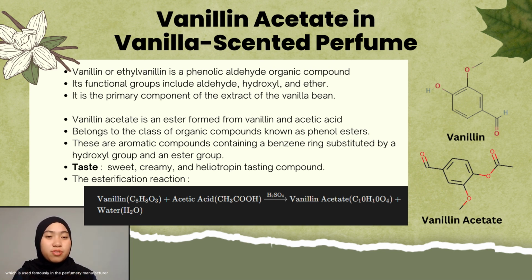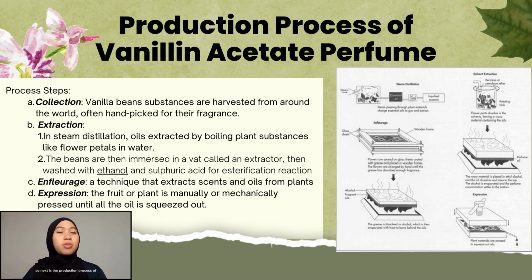perfumery manufacture. So next is the production process of how vanillin acetate perfume is made. It requires four main steps, which are collection, extraction, inflorescence, and expression. The first step is collection. As we know, before the manufacturing process begins, the initial ingredients must be brought to the manufacturing center. The vanilla beans are harvested from around the world and often handpicked for their fragrance.